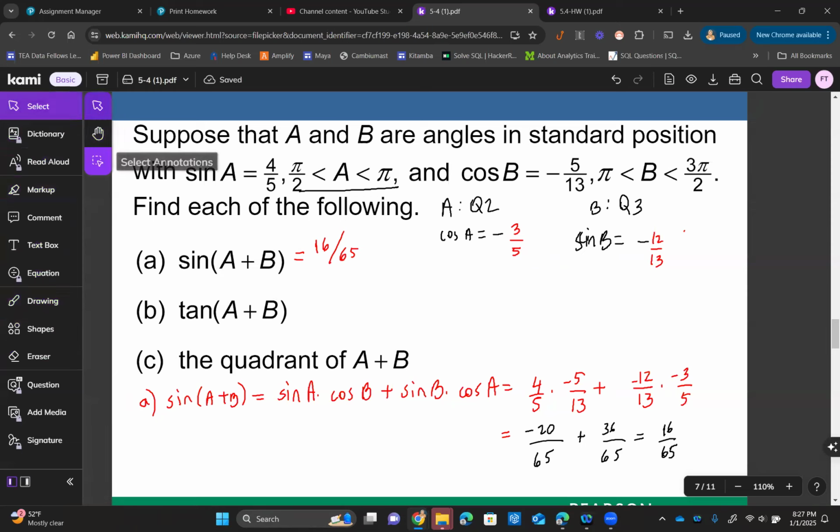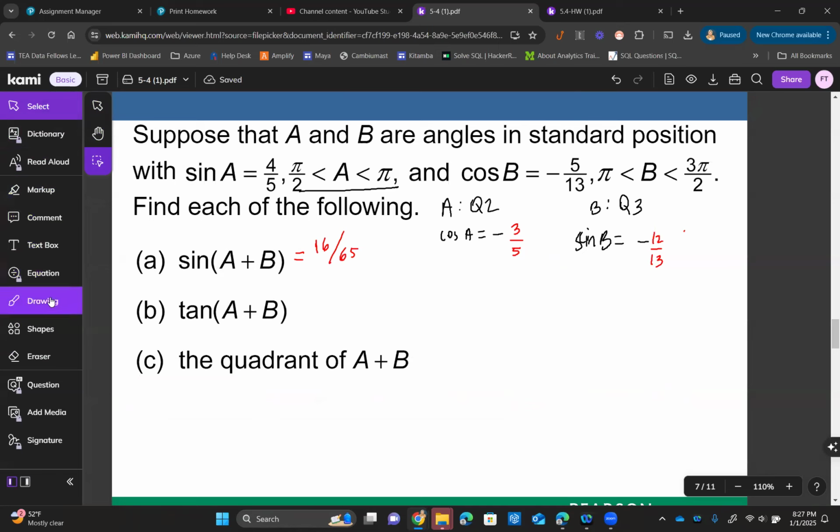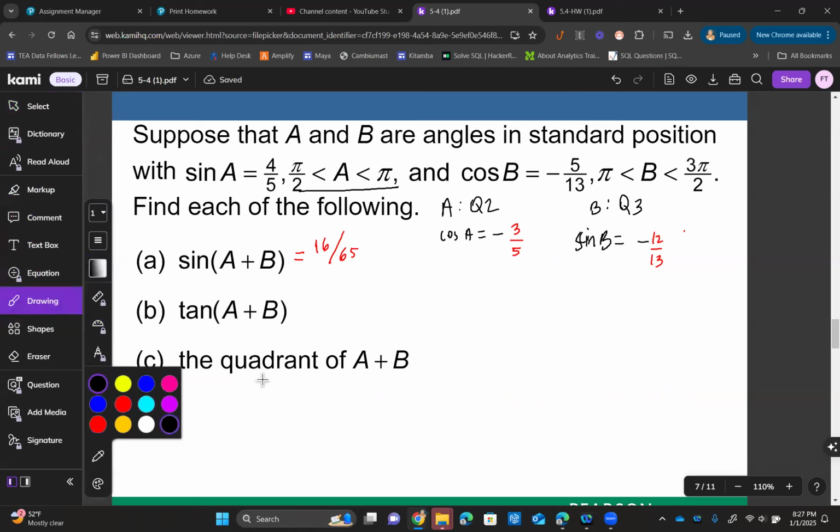Now we are going to find the tangent of A plus B. For part B, tangent of A plus B, the formula says I need tangent of angle A plus tangent of angle B, all over 1 minus tangent of angle A times tangent of angle B. So here we only have the sine and cosine values, but I think it will be smarter if I didn't delete my triangles because it will be a lot easier to find the tangent values.